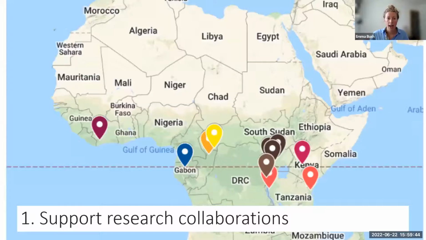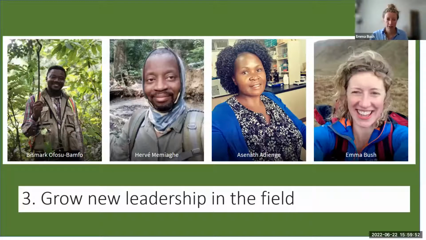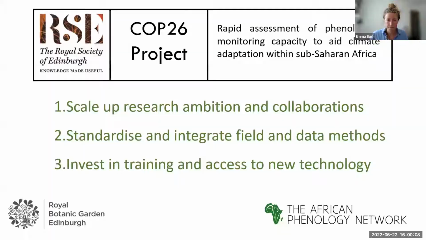and our aims are to support research collaborations across the continent, to widen access and integrate methods, to grow new leadership in the field. This is our current steering group. All of us are early career researchers, and we have representatives from Ghana, Gabon and Kenya currently, but we have a network outreaching to many more countries within Africa. And essentially, we want to provide good data to support a thriving planet.